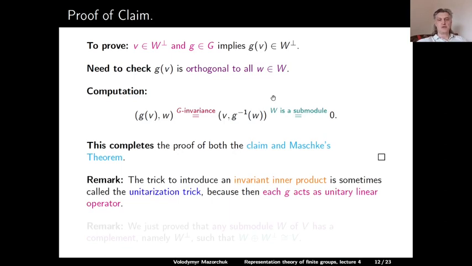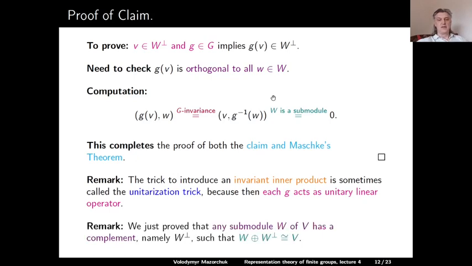Remark: the trick to introduce an invariant inner product is sometimes called the unitarization trick, because after we do this, each element of the group acts as a unitary linear operator. And also, if we look at Maschke's theorem and its proof, we have just proved that any submodule W of any G-module V has a complement in V, namely the orthogonal complement is a complementary submodule. So V is isomorphic to the direct sum of W and its orthogonal complement.